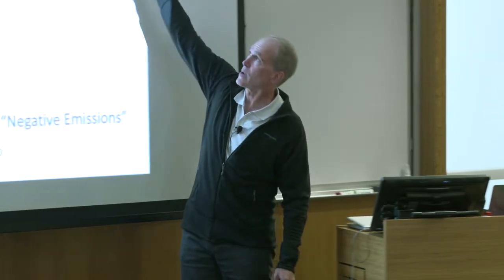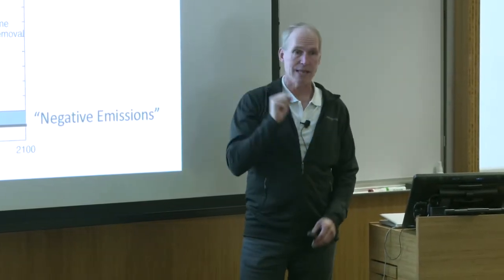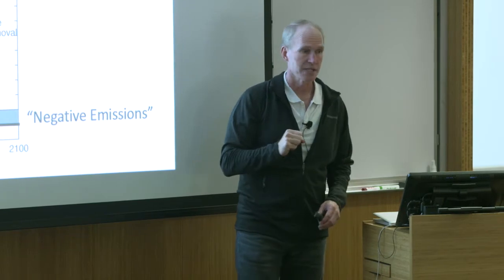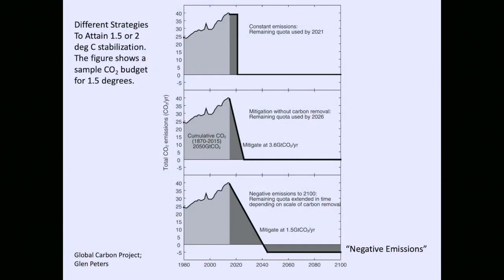Now, let's think a little bit about trajectories, different ways to think about how we might stabilize at 1.5 or 2 degrees C. And these are just very much cartoonish. Glenn Peters from Norway, Cicero in the GCP, put this together a few years ago. So you could imagine, all right, we're gonna bluster along at 40 billion tons a year, and then whammo, we're just going to stop emitting carbon dioxide completely. And you get this sort of scenario at the top.